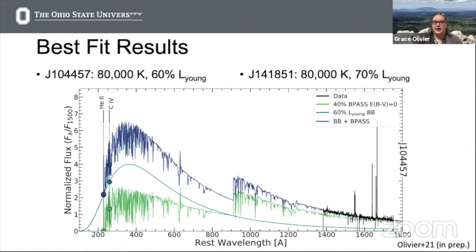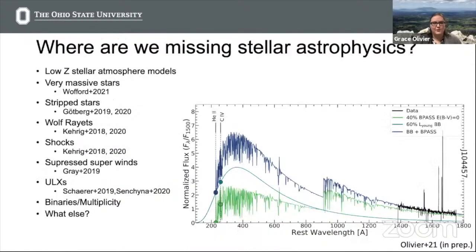And now the question really becomes, where are we missing the stellar astrophysics? We've just added a black body and we don't know what this is. There are a number of options that have been suggested in the literature, things like low metallicity stellar atmospheres. Grace was just talking about low metallicity stars; our models do not really account for the very lowest metallicity stars, so it could be that our stellar populations are just a little bit incorrect. There's also very massive stars, stripped stars, Wolf-Rayet stars, things at low metallicity that have never really been seen. Also shocks and ultraluminous X-ray sources.